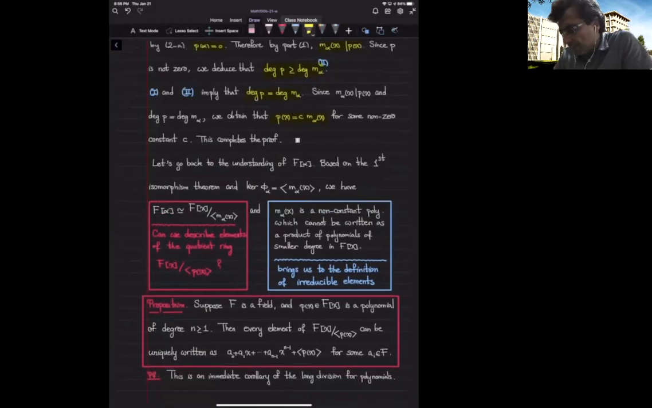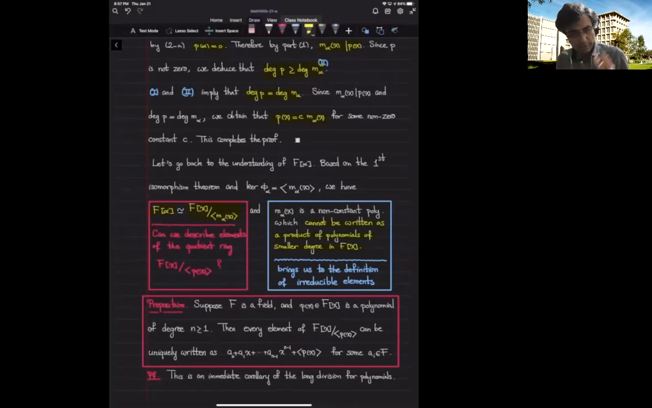Okay, so now we have a relatively good understanding that the kernel is generated by this minimal polynomial. This minimal polynomial has the property that it's a non-constant polynomial that cannot be written as a product of polynomials of a smaller degree. And F[alpha] is isomorphic to this quotient ring of polynomials by the minimal polynomial.